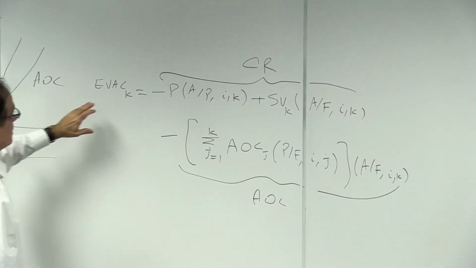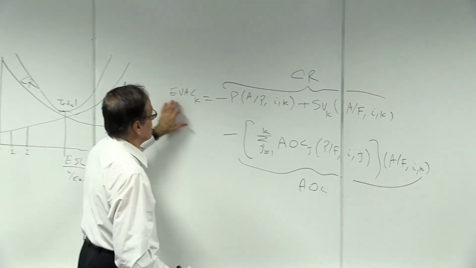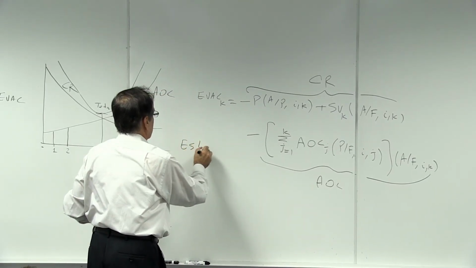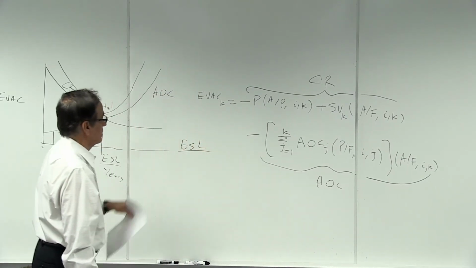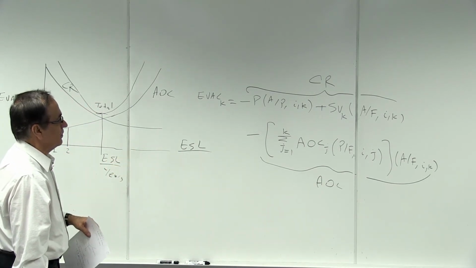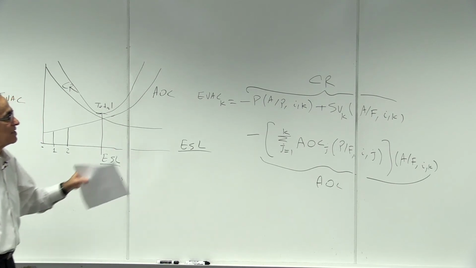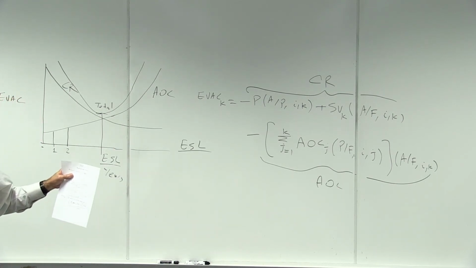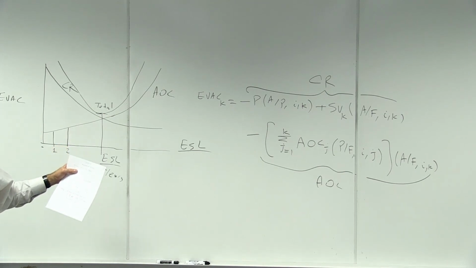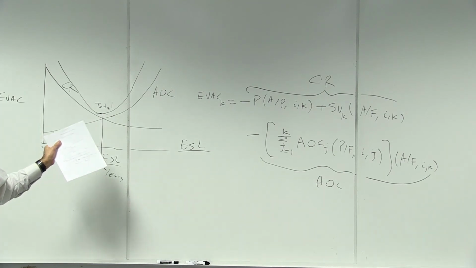So we're trying to find the k value at which this cost is going to be minimum. We call this ESL, economic service life. And some people call this minimum cost life here. So that's basically the concept of replacement here. Now, in example number one, which we're going to discuss next, we're going to discuss how we're going to use this equation.